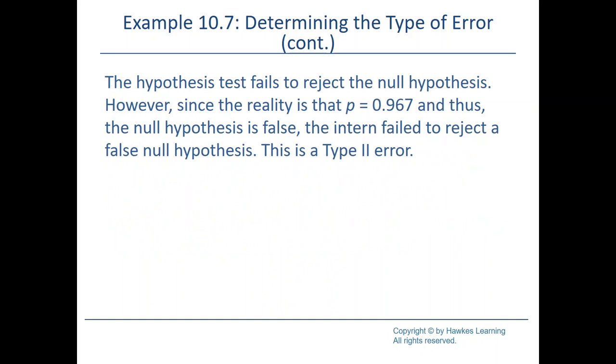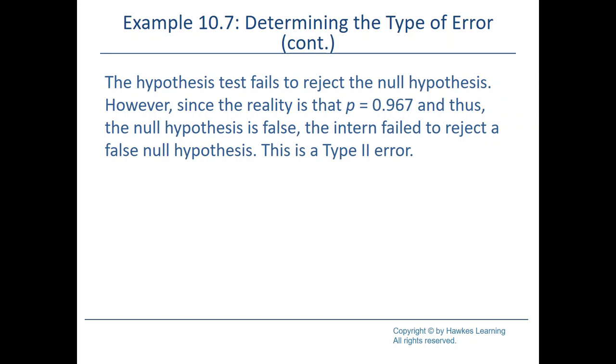However, in reality, somebody actually got all the data, we'll say, and they got our P to actually equal 0.967. So thus, that seems that the null hypothesis was true to begin with. So since the intern failed to reject the null hypothesis, this is actually what we call a type 2 error.